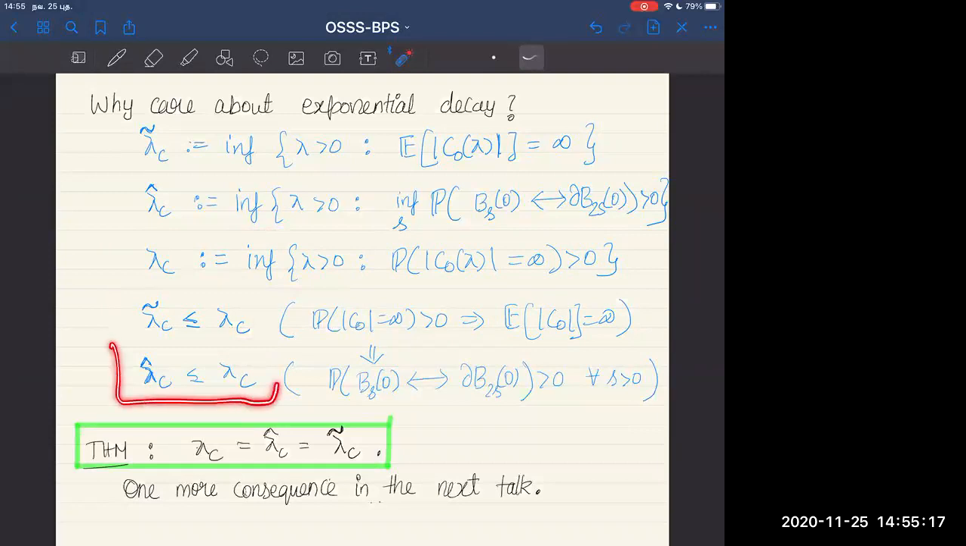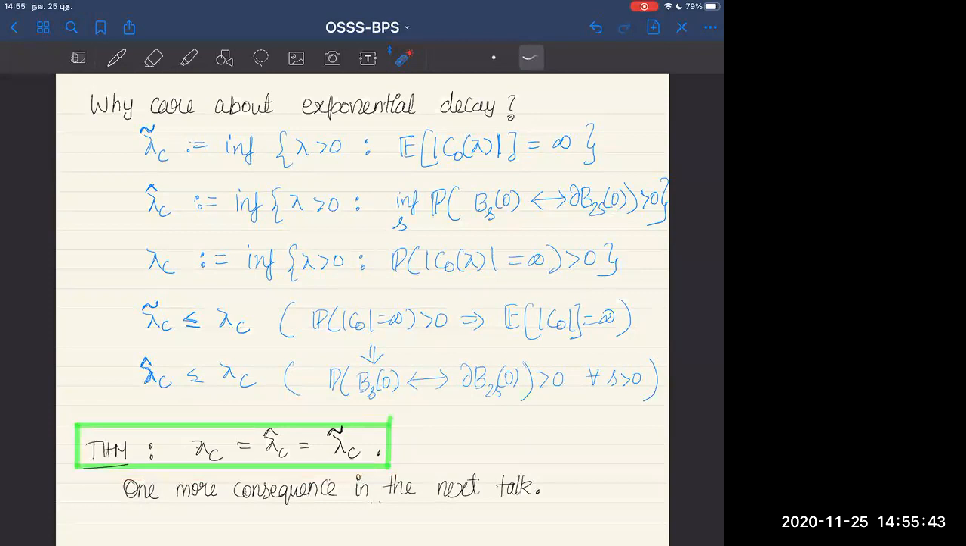Similarly, lambda c hat is also less than or equal to lambda c. If I have an infinite component, I'm always crossing any ball from S to 2S, all the time. You have a path here. So trivially, these two inequalities are true. Using exponential decay, you can show that these are all actually equal.